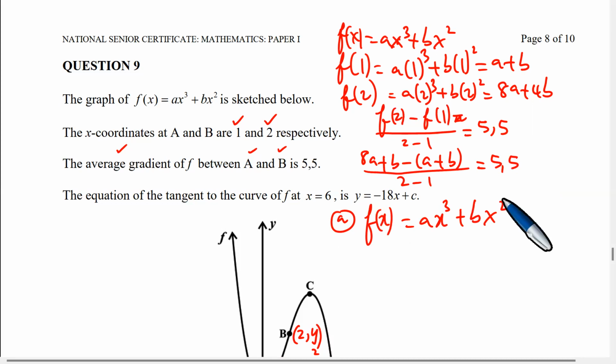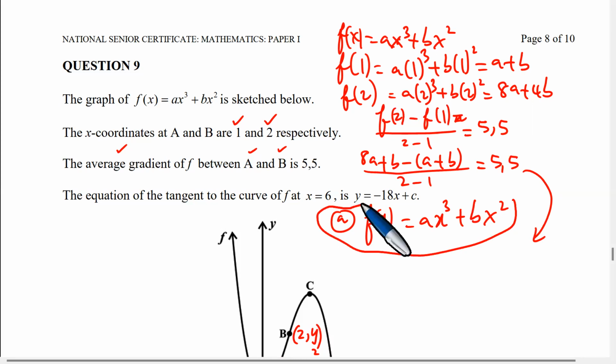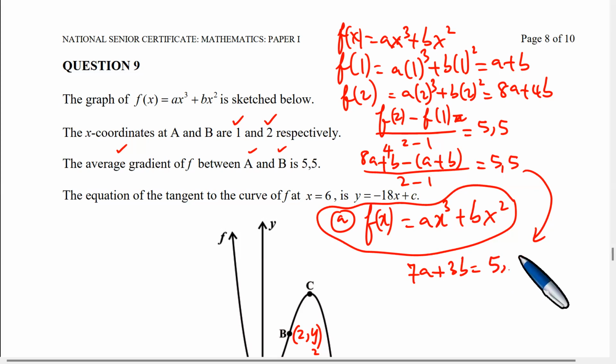So what do we do right now? We continue like this. What is 8a minus a? It is 7a. Then we have 8a plus 4b, so 4b minus b is 3b, giving plus 3b, and this is 5,5.